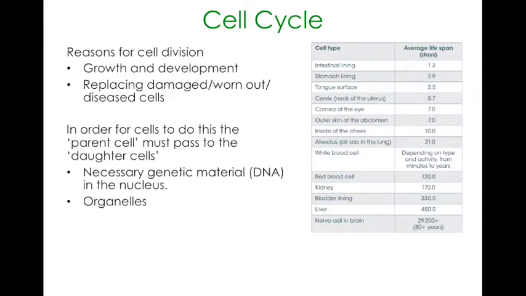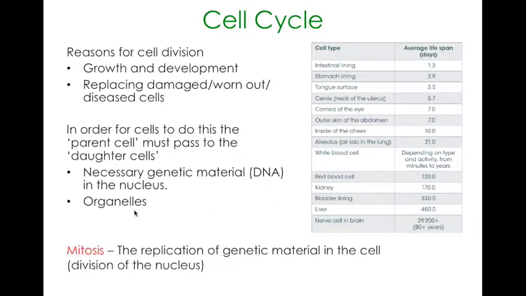Now, in order for cells to divide, two things need to occur. The parent cell, which is the original cell, needs to pass on to the replicated cells the necessary genetic information, that is the DNA found in the nucleus. It also needs to pass on the organelles to the daughter cells. Each of these has a different name. When the cell replicates the genetic material and divides the nucleus, we call that process mitosis.